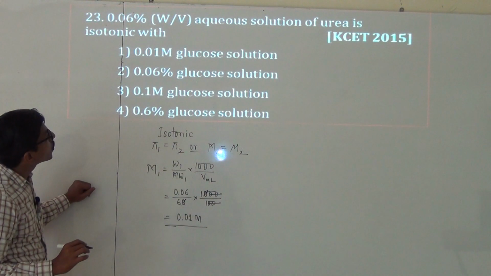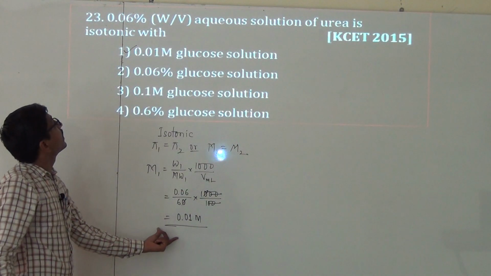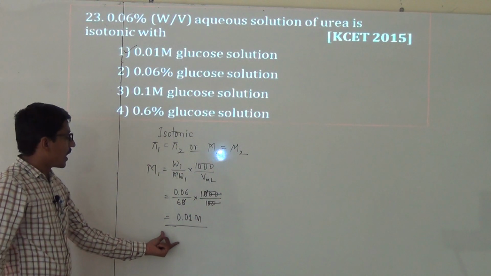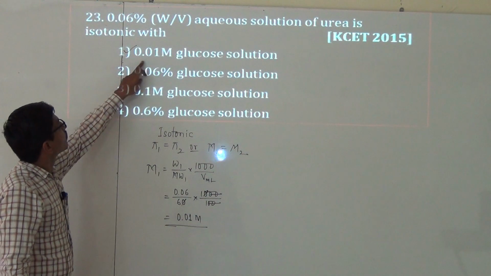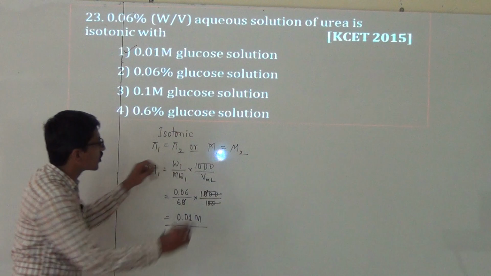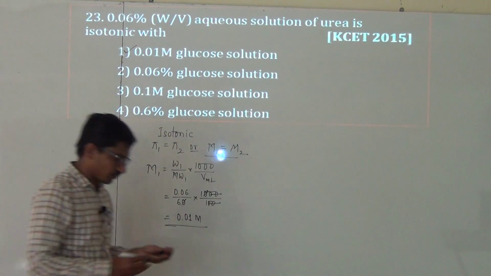A 0.01 m glucose solution is isotonic with the 0.06% aqueous solution of urea. That is, the concentration is equal to 0.01 m glucose. Both are isotonic because m1 is equal to m2. The correct option is the first one.